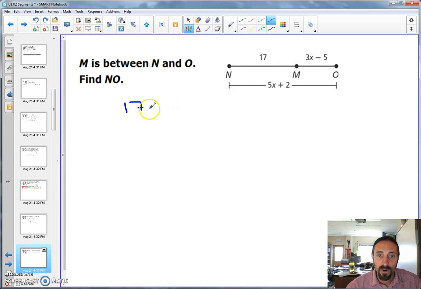NM, according to segment addition, plus MO, 3x minus 5, equals NO, equals the whole thing, 5x plus 2.